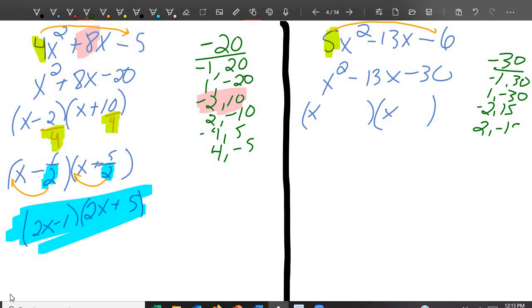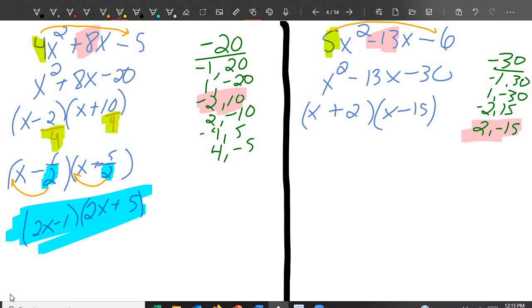2 and negative 15. Now I'm going to stop right there because look, negative 13 is in the middle and these two numbers give me negative 13. So I've already found them, so I don't have to keep listing the numbers. We're just going to put a positive 2 in one and negative 15 in the other.